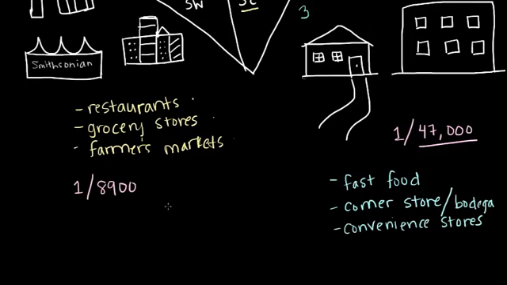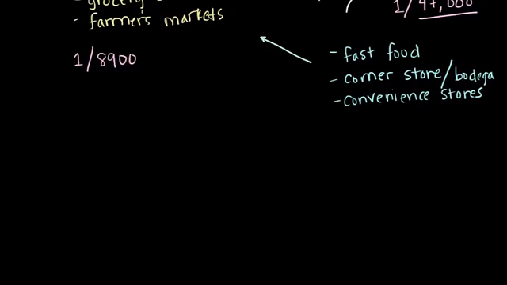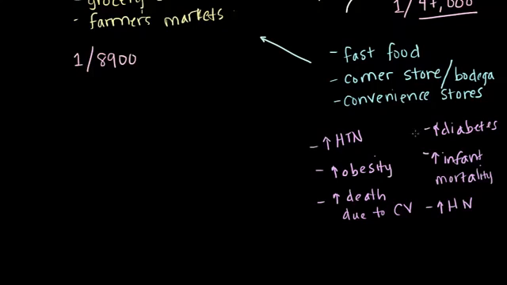So how do the health outcomes of people that live in Southeast DC compare to those of people living in Northwest DC? Well, when it comes to chronic diseases, there's an increased rate of hypertension in Southeast, increased numbers of obesity, there's increased death due to cardiovascular events. There's increased diabetes, increased infant mortality, and increased HIV.